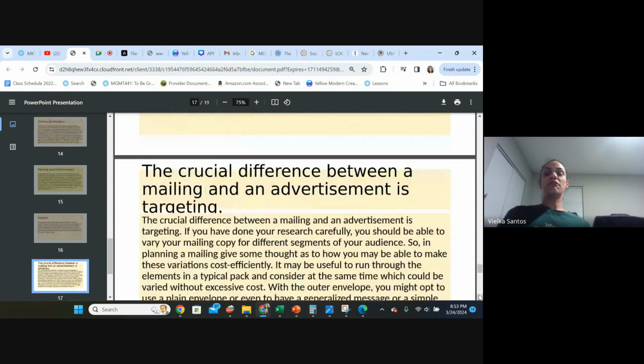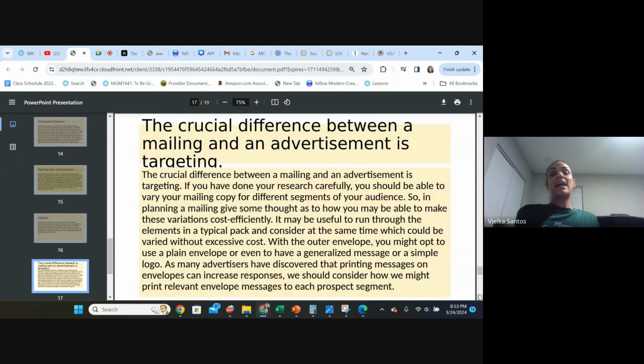The crucial difference between a mailing and advertising is targeting. Targeting is fundamental because it's where you focus all your energy, your efforts, and your budget. If you have done your research carefully, you should be able to vary your mailing copy for different segments of your audience. So when planning a mailing, give some thought to how you may be able to make these variations cost-effectively and efficiently.